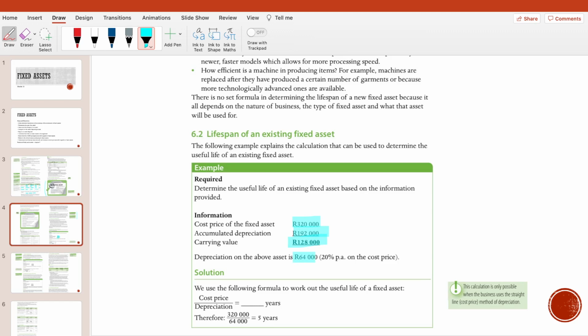What will we do? The solution is we use the following formula to work out the useful lifespan of a fixed asset. We take the cost price and the depreciation, and then we see how many years the lifespan will be. So in this instance, the cost price is 320,000 and the depreciation is 64,000, and we see the lifespan of that fixed asset is 5 years.